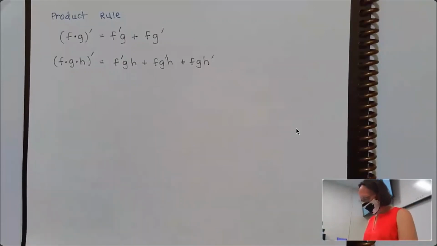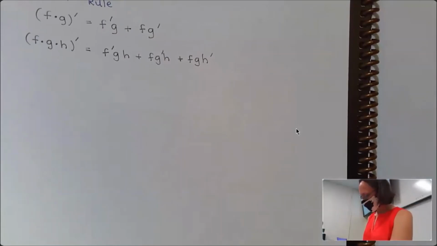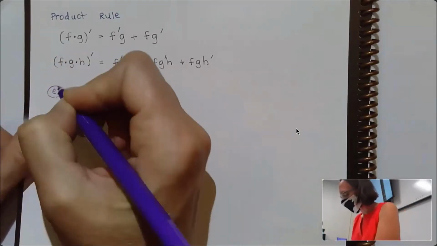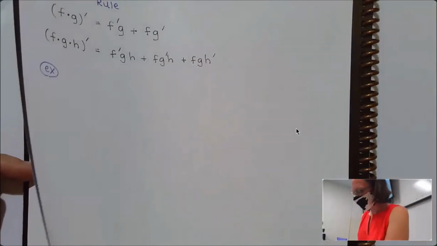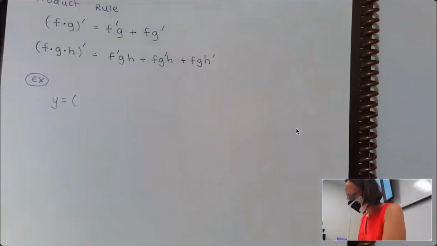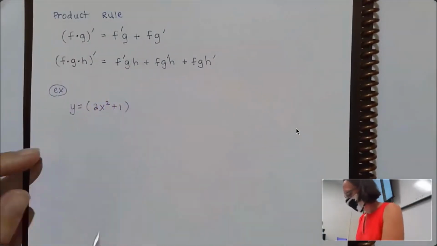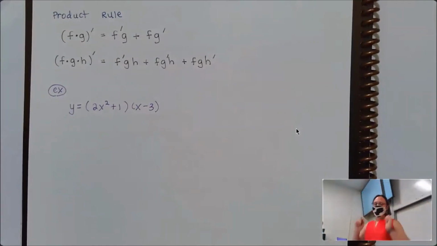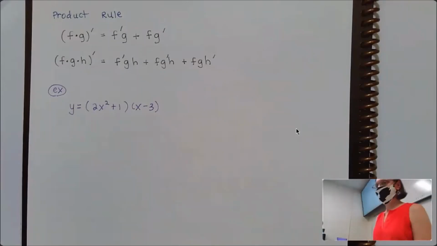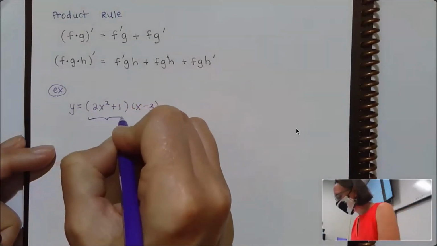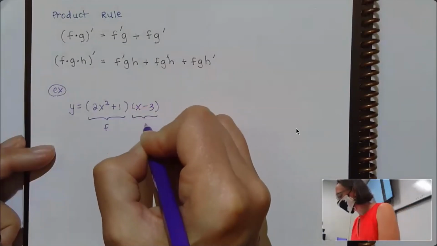So let's go back, and I had one that we didn't do as a product rule but could have. So let me take us back in time to, I don't know, 20 minutes ago. I had this function that looked like 2x squared plus 1 times x minus 3. I still think the way we did it was faster, but we could have done this as a product rule, where I'm saying all of this stuff is f and all of this stuff is g.